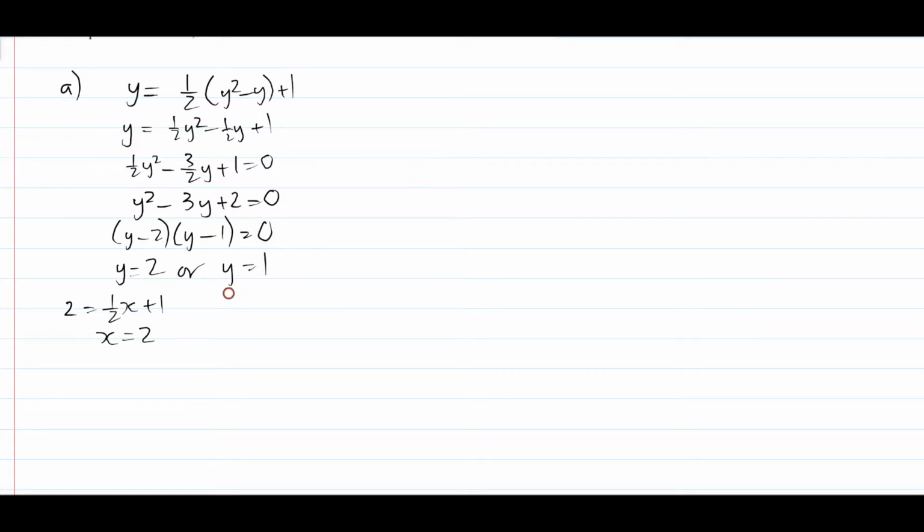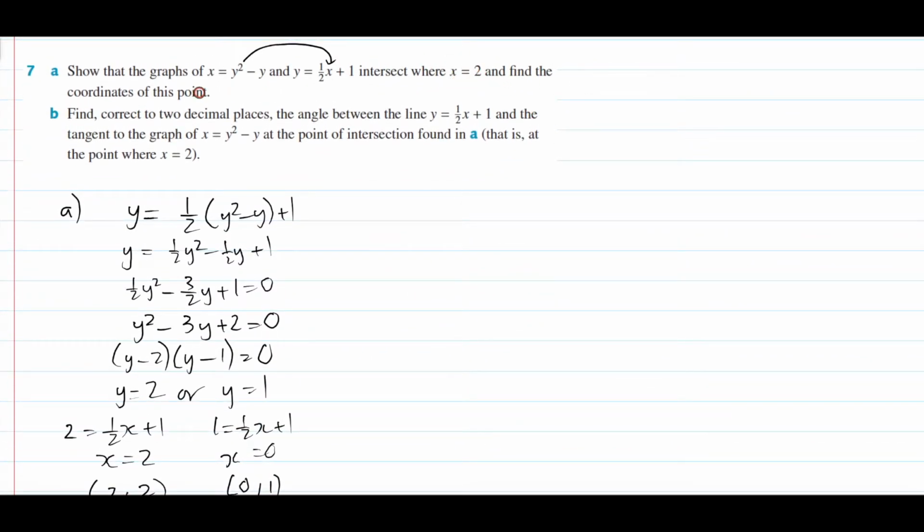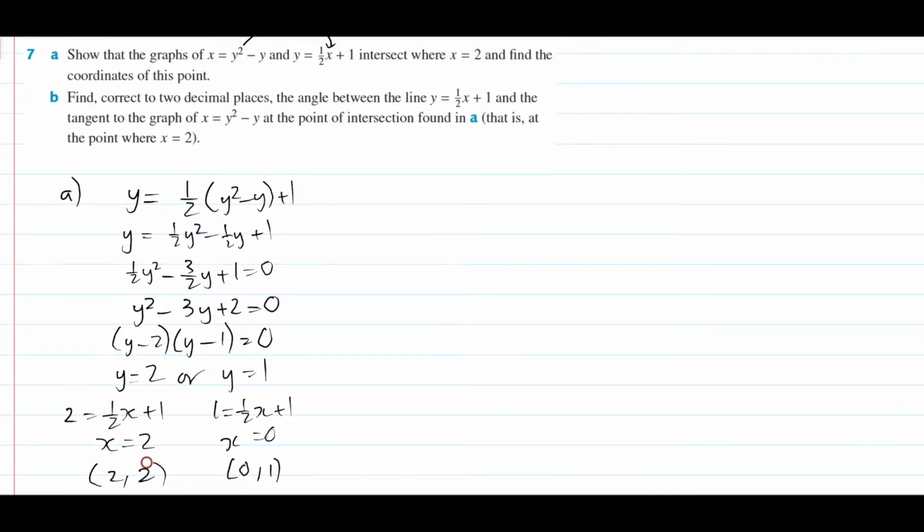If you want to find the other point, you can as well, but you don't really have to because you already showed that it intersects at x equals 2. But let's just do it here. y equals half x plus 1. So 1 minus 1 is 0, times it by 2 is still 0. x equals 0. So your intersection points are (2, 2) and (0, 1), okay? So that answers part A. It also answers find the coordinates of this point. So that's our coordinates, (2, 2). And we did show that they intersect at x equals 2.